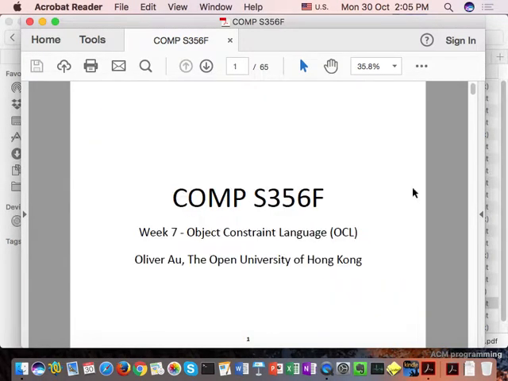So this week we will learn a topic. It's a language, Object Constraint Language, or OCL, and this is a topic that I always put on the exam. So why do I put it on the exam?